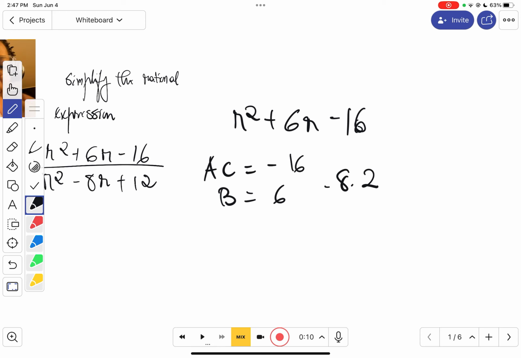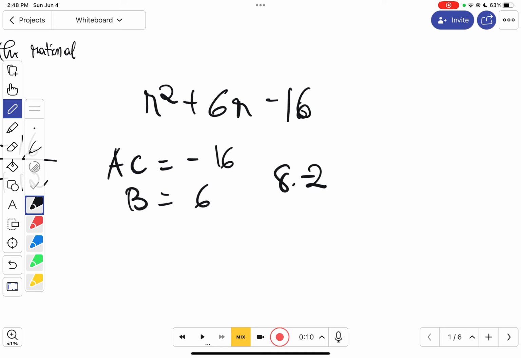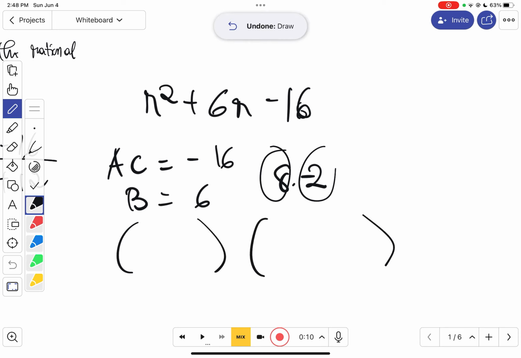It won't be negative 8, it will be positive 8 and negative 2, because we want to keep the greater sign, which is the positive, so we can't put the negative in front of the 8. It will be in front of the 2, because the middle term is a positive number. The numbers are 8 and negative 2, so we factor the expression by putting parentheses with r plus 8 and r minus 2.